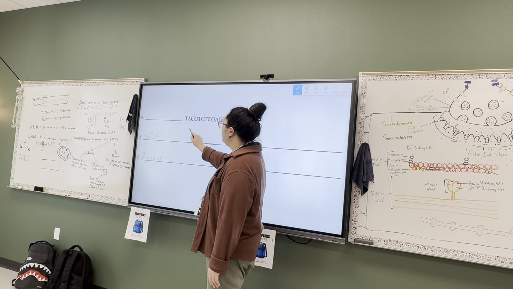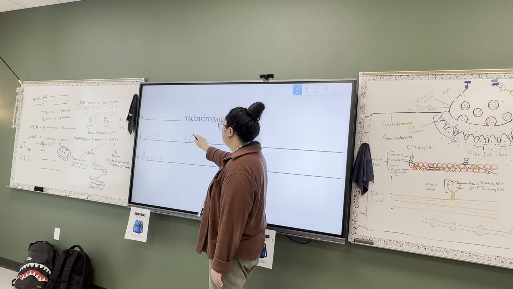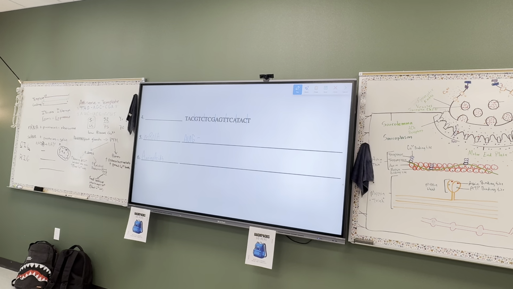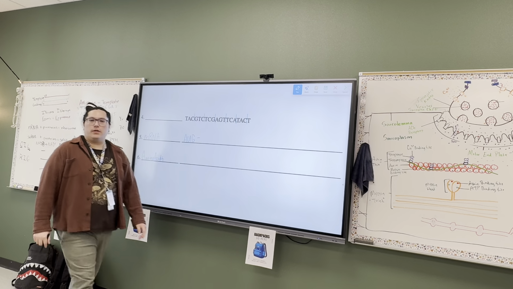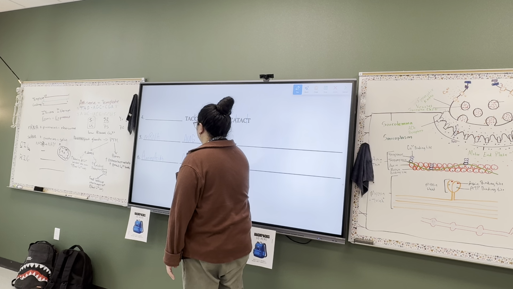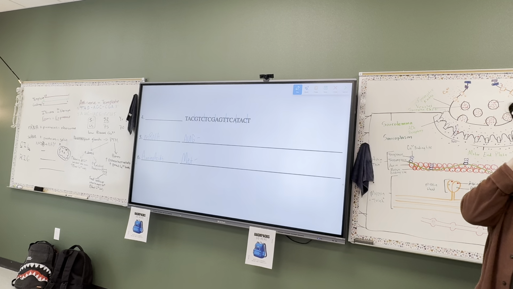So this first one, TAC, what should the mRNA be? AUG, using our mRNA codon charts. What does AUG code for? Met, because it's the start codon every single time. So what I want you guys to do is go ahead and fill in the rest real quick.